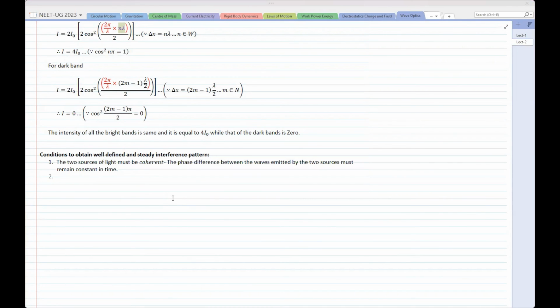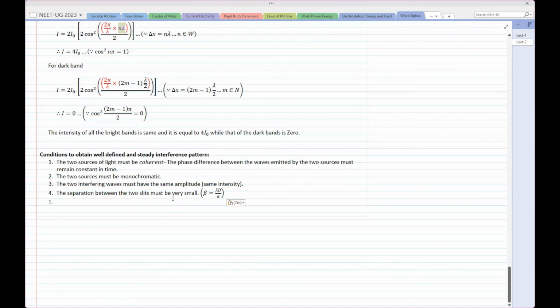Okay. The sources must be monochromatic. We'll discuss what happens when we use polychromatic source at a later stage. Right now, they must be monochromatic. Just remember that. Monochromatic समझ में आता है ना, same wavelength. Okay. They must have same amplitude, so same intensity. The separation between the slits must be very small, क्योंकि वो small d देखो denominator में. So it has to be as small as possible.